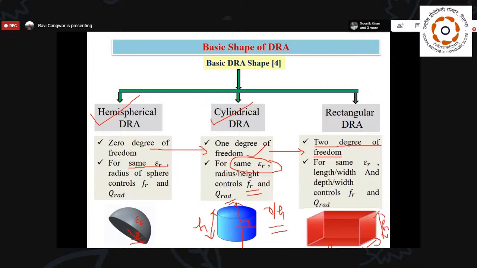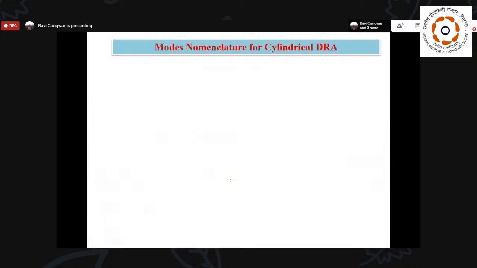So by changing any one dimension here, we are able to control the resonant frequency and quality factor. In the case of the cylindrical DRA, we have two things, radius and height. But in the case of the rectangular DRA, we have length, width, and height, to control the resonant frequency and quality factor of the DRA. In terms of design flexibility, the rectangular DRA offers the maximum degree of freedom for designers.